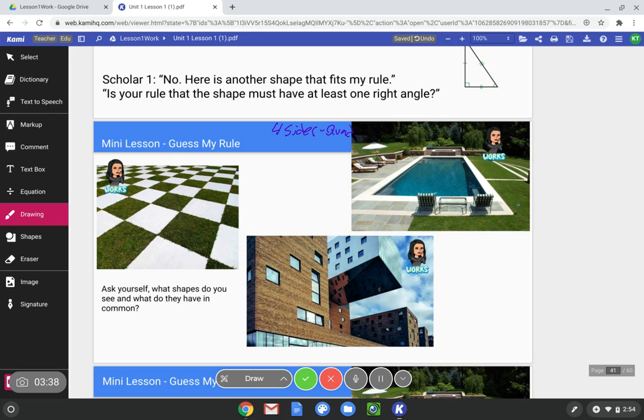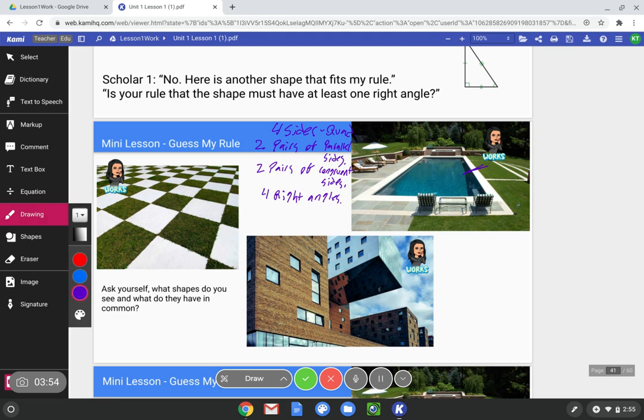Okay, now that you've unpaused the video, let's check our answers to see what we have. Did you get 2 pairs of parallel sides, 2 pairs of congruent sides, and 4 right angles? So let's go to this picture. I'm going to change my color because you can't see. These sides are congruent. These sides are congruent. They're also parallel, and these are parallel.